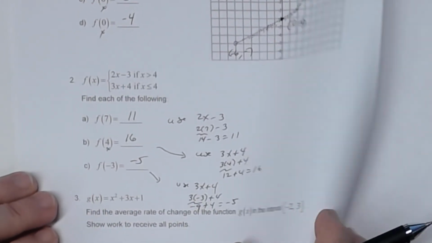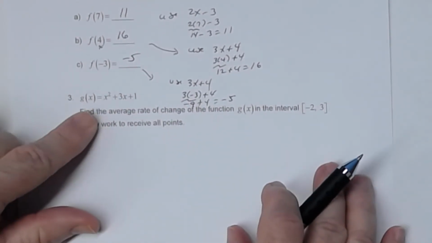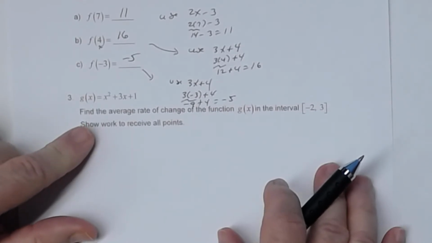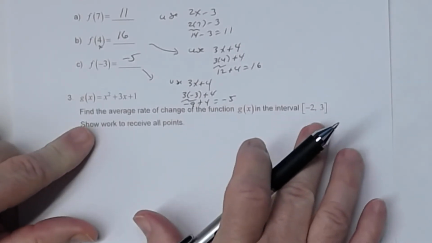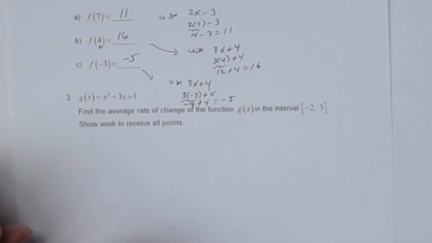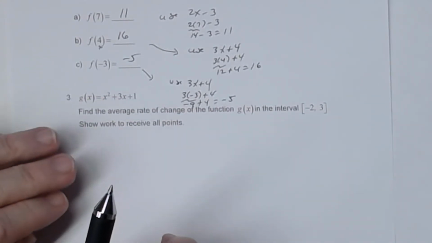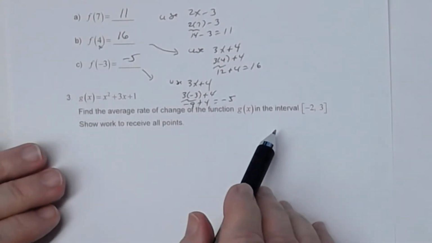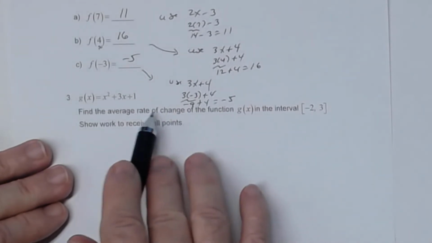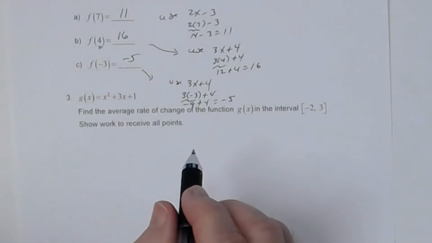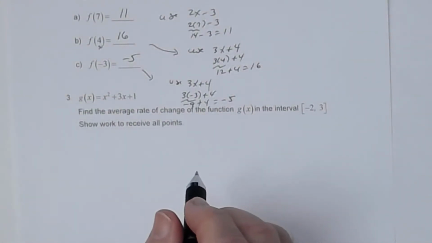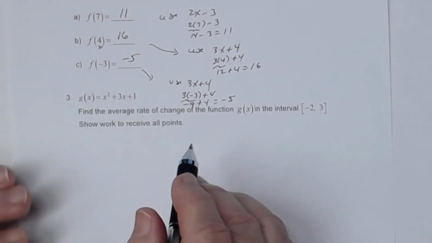Now in number 3, you're given this quadratic function, and you want to find the average rate of change on this interval. And then it did say show work. All right, so to find the average rate of change of this function, it's kind of like the idea of that slope, change in y over change in x.